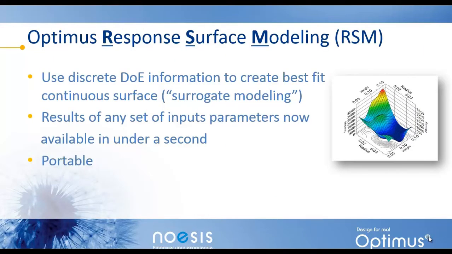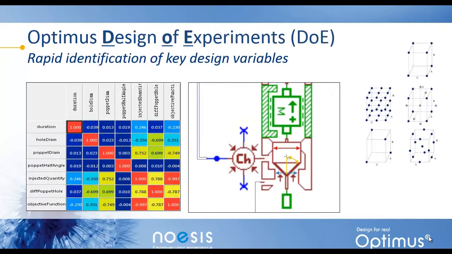Okay, the next aspect is design of experiments, DOE. Sorry, I went too many slides there. DOE has two very important purposes within Optimus. The first one is to allow you to identify very quickly the key design variables.